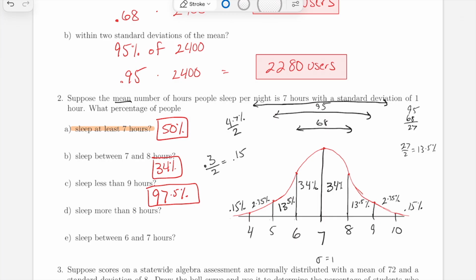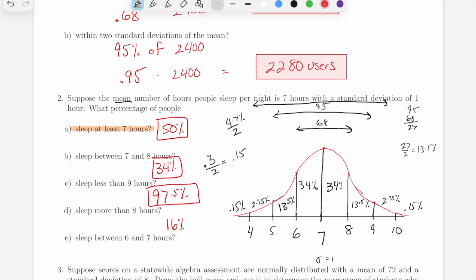Now, sleep more than 8 hours. This one's probably just as easy to add up these last three if you want. So we can add those three together, and if you add the 13.5% plus the 2.35 plus the 0.15, those will add up to be about 16%. Now, between you and me, it's not actually how I do it.